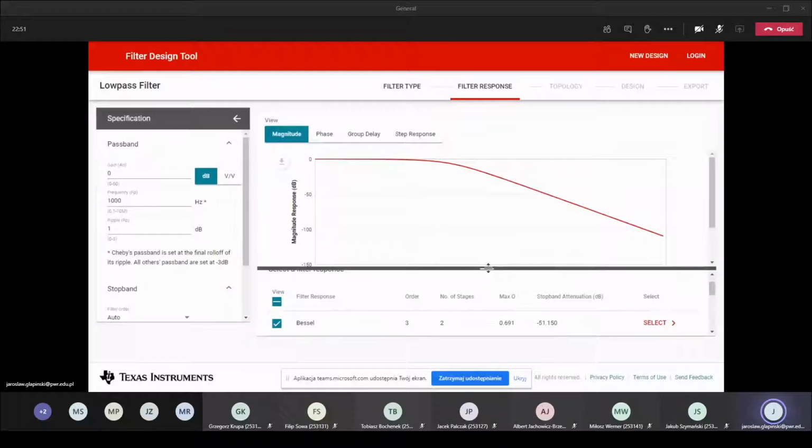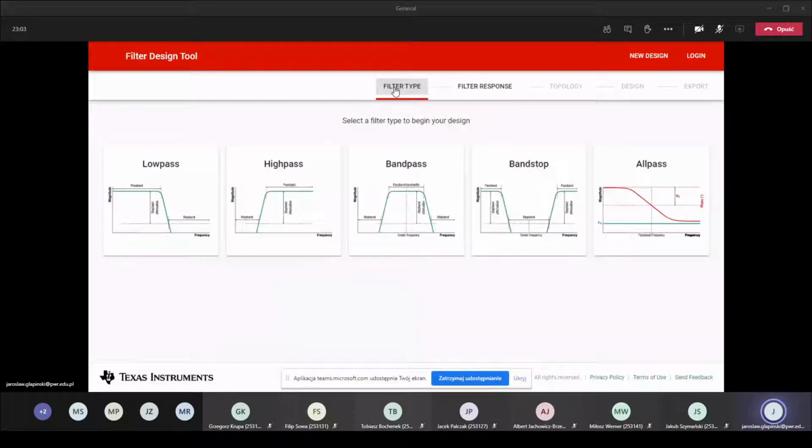Can you see the filter tool? Yes, we can. Okay, so in fact, we start by choosing what kind of filter we would like to design.